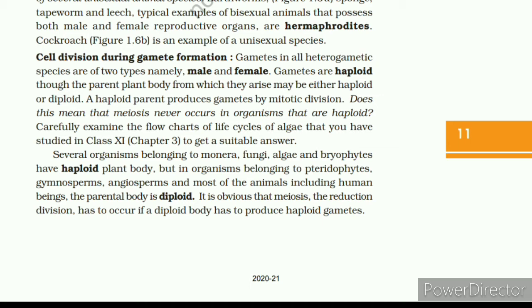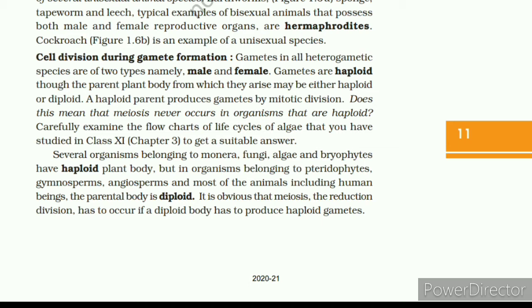In diploid organisms, specialized cells called meiocytes, that is gamete mother cells, undergo meiosis. At the end of meiosis, only one set of chromosomes gets incorporated into each gamete. Carefully study table 1.1 and fill in the haploid and diploid chromosome numbers of organisms. Is there any relationship in the number of chromosomes of meiocytes and gametes?